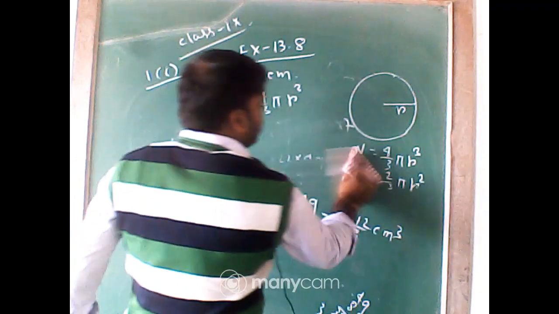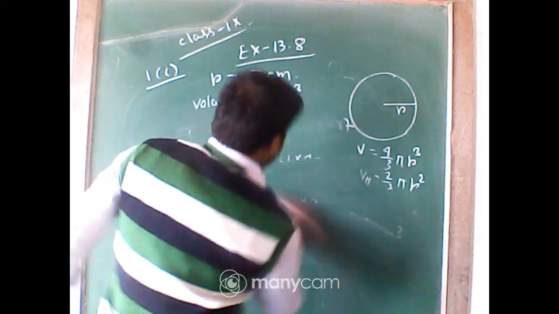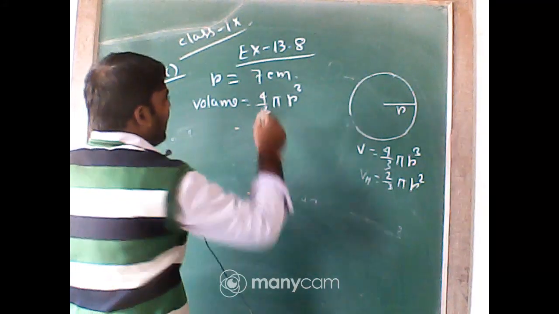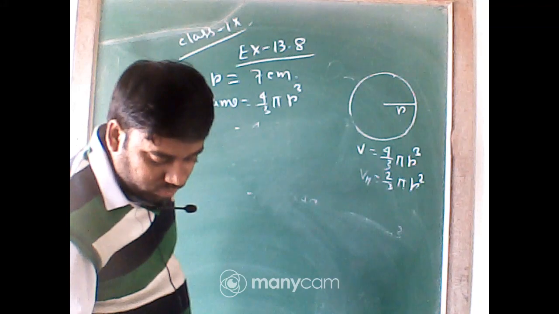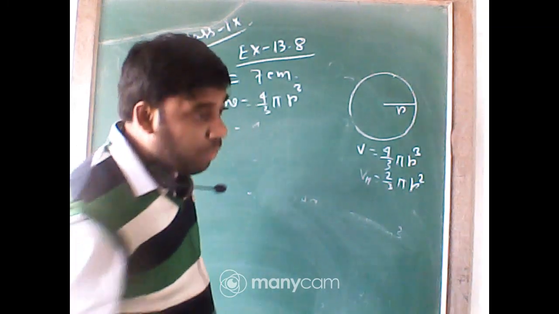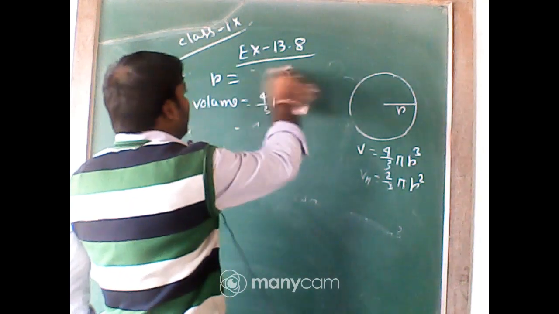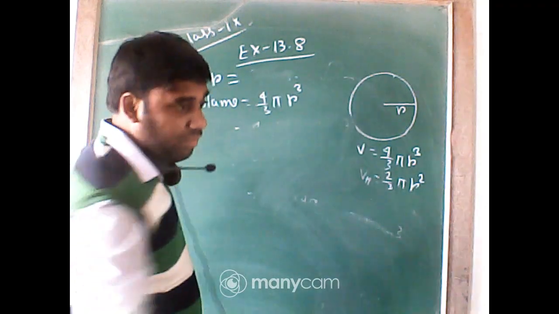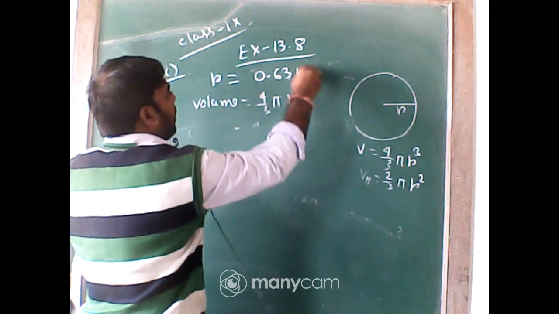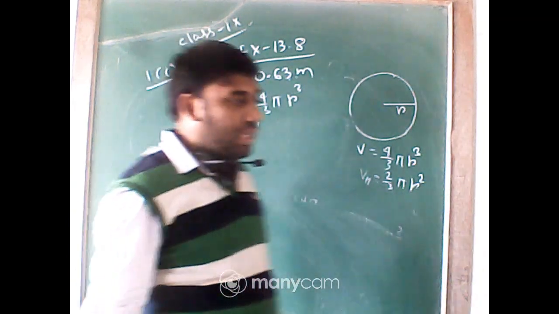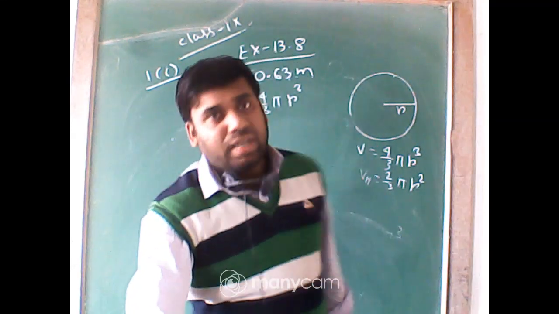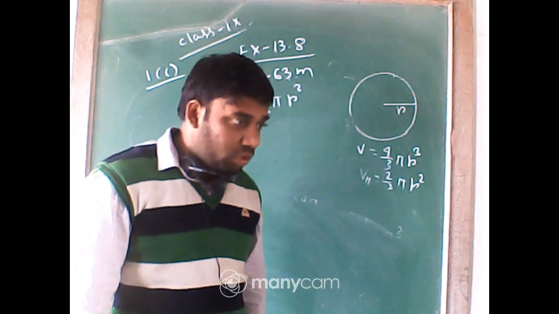When the radius is 0.63 meter, you have to calculate what the volume is. Do it fast and send your answer in the chat box.